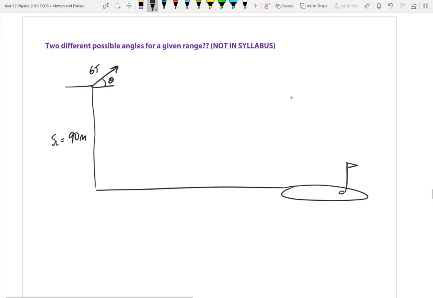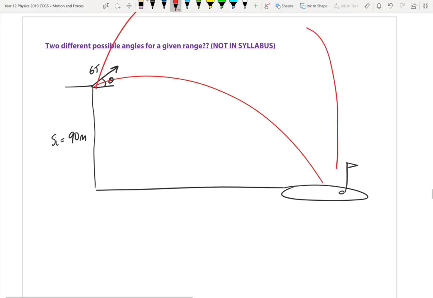We don't know the angle. We could get a low angle or a high angle. There are going to be two angles that might be able to get this hole in one. Okay? He could lob it up nice and high, in which case it spends more time in the air. So with a reduced horizontal component, it still manages to travel that distance.